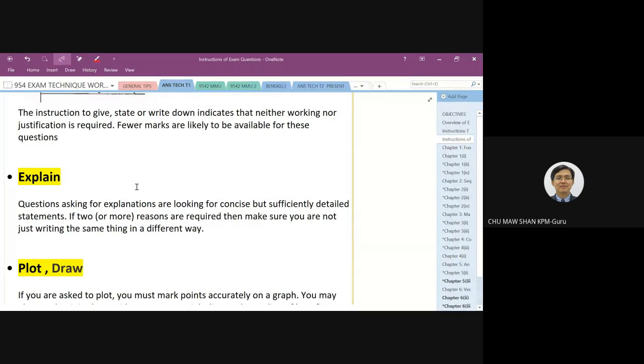Okay, so questions asking for explanation are looking for concise but sufficiently detailed statements. If two or more reasons are required, make sure you are not just writing the same thing in a different way. Usually for explain, one reason gets one mark. You count and look: if it says there are 3 marks, you have to give 3 facts. You have to give 3 reasons. The marks are a very good reference for you to determine to what extent you must explain. If the marks allocated is 2 marks, make sure you have given 2 reasons there. Understand?